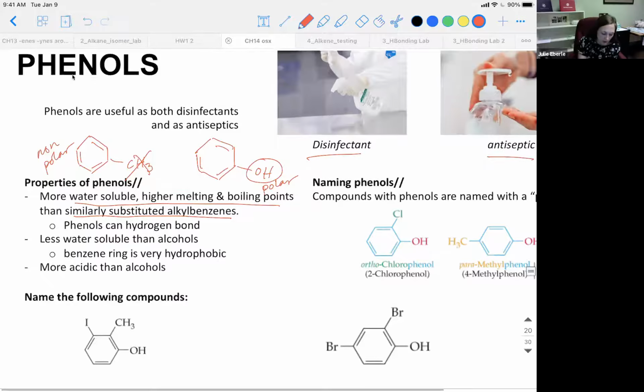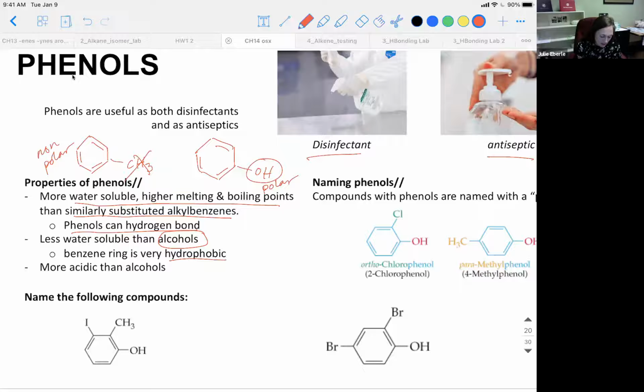All right, so as we just said, phenols can hydrogen bond. Compared to alcohols, phenols are less water soluble, because you have that huge hydrocarbon ring, and that is hydrophobic. So they're way less soluble than alcohols. That's what we just said. The benzene ring is very hydrophobic.